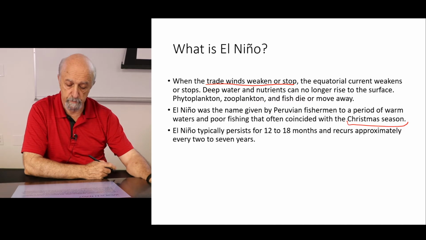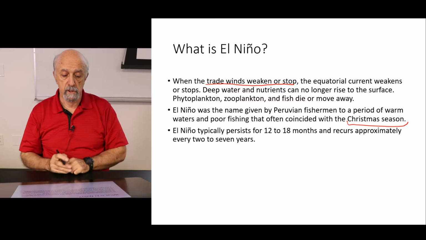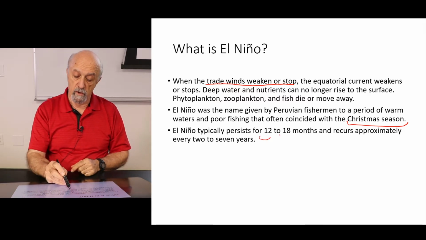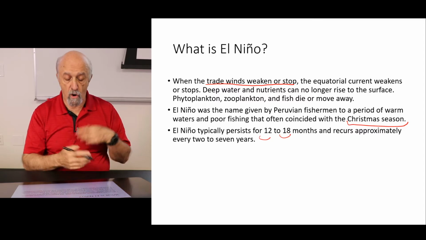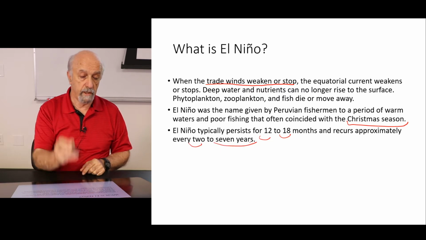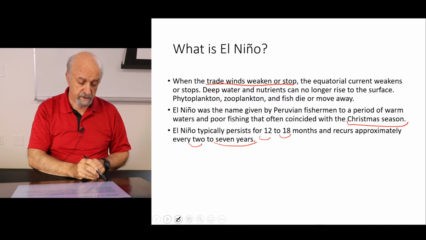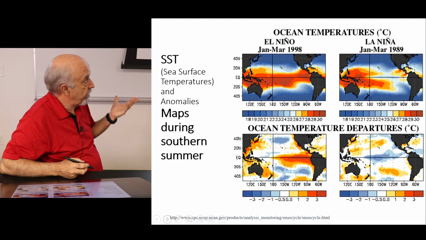Now, how long it lasts, we don't really know for sure, but it varies between 12 months, a full year, a year and a half. And how often it happens, it may be every 2, it may be every 7 years, so we don't really know. That's something that we don't really like, obviously, because we cannot make a good prediction.